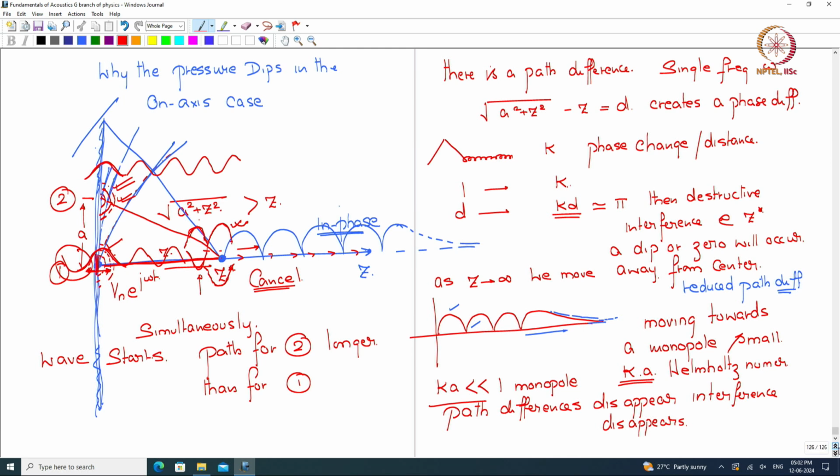So that is the understanding of what is happening on the axis. Now we will look at what is going on off the axis, but we are running out of time. So I will stop the lecture here and we will look at the off axis case in the next class. Thank you.